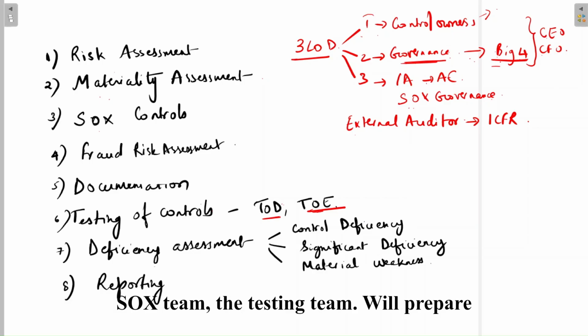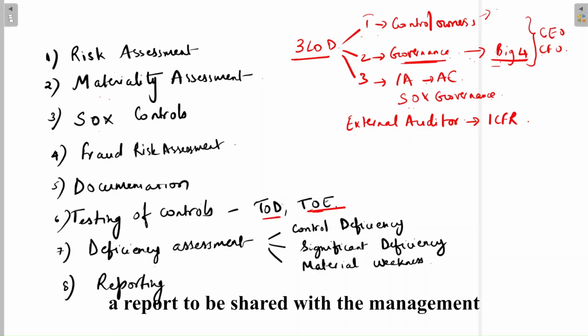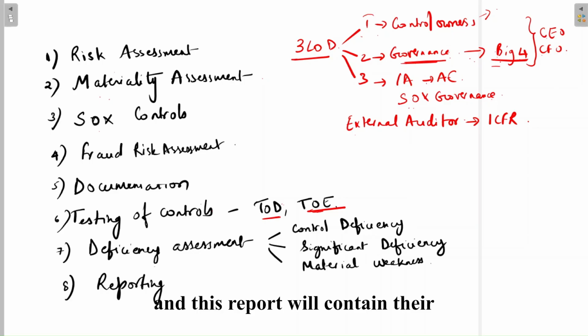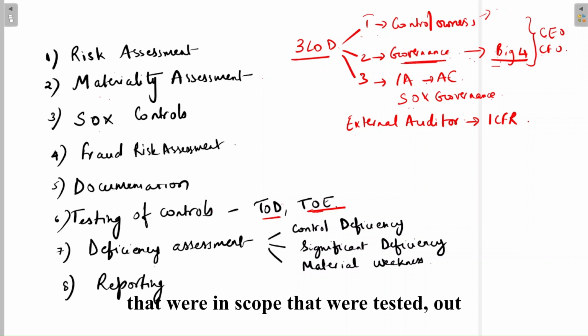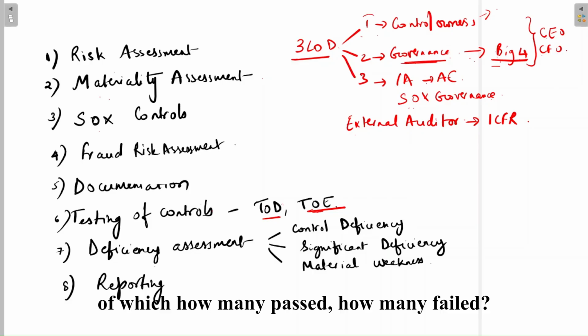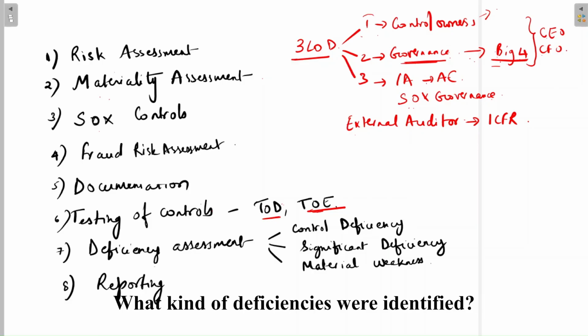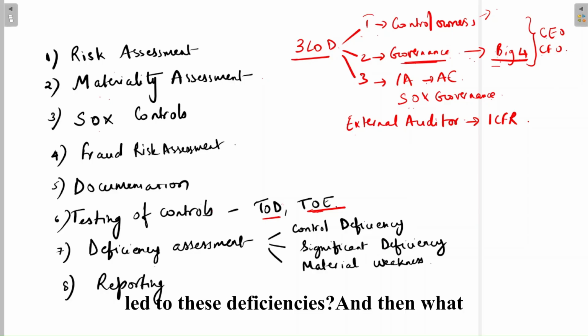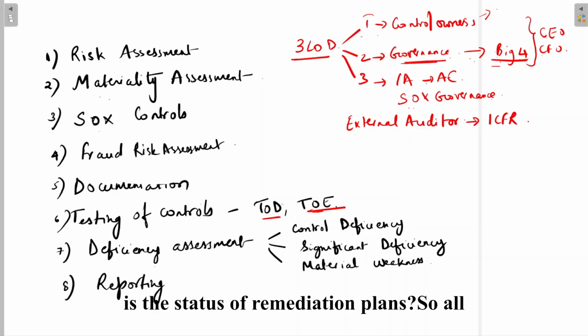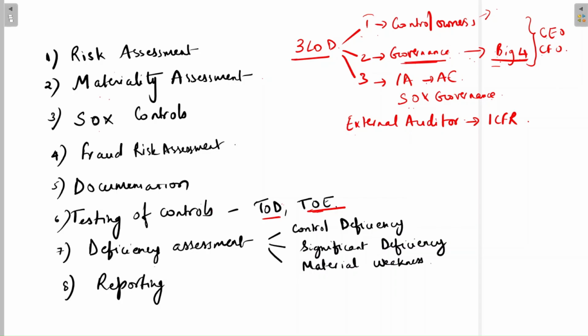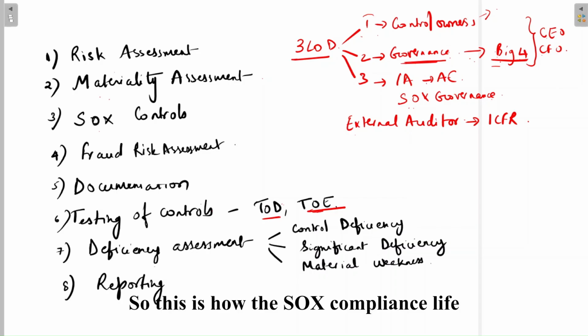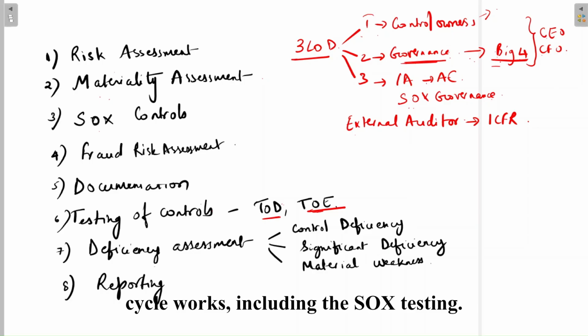Thereafter, the SOX team, the testing team, will prepare a report to be shared with the management, and this report will contain their overall summary. What was the testing period? What were the number of controls that were in scope that were tested? Out of which how many passed, how many failed? What kind of deficiencies were identified? Were there any thematic root cause that led to these deficiencies? And then what is the status of remediation plans? So all of this would be summarized in a report format for the management to review. So this is how the SOX compliance life cycle works, including the SOX testing.